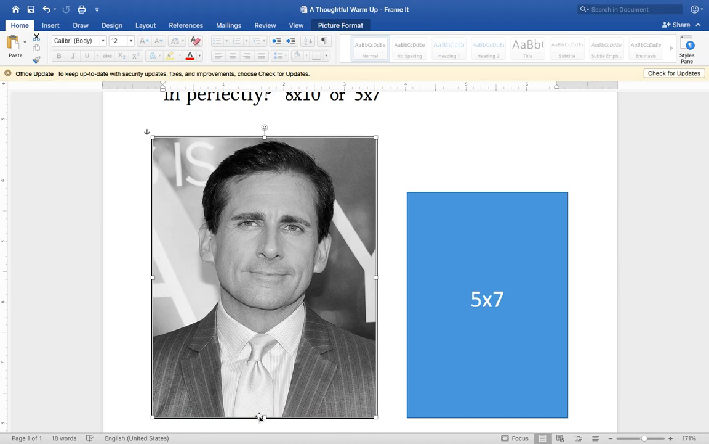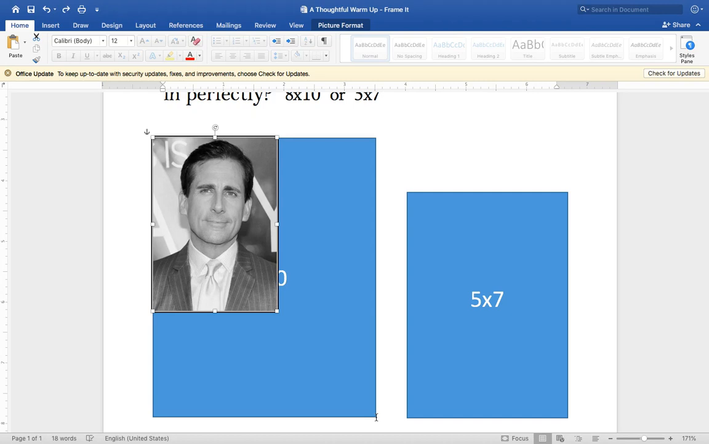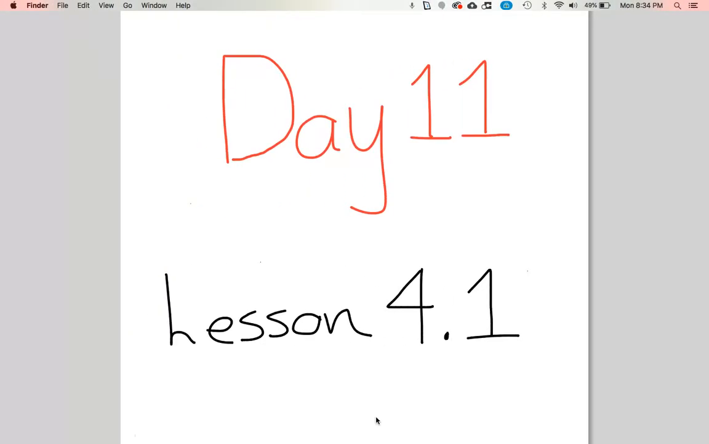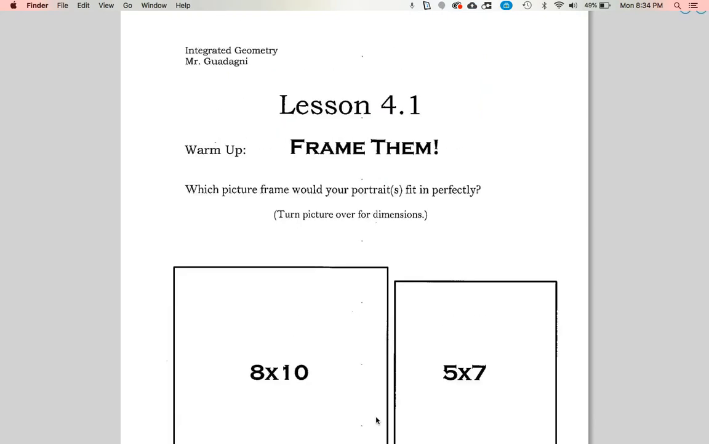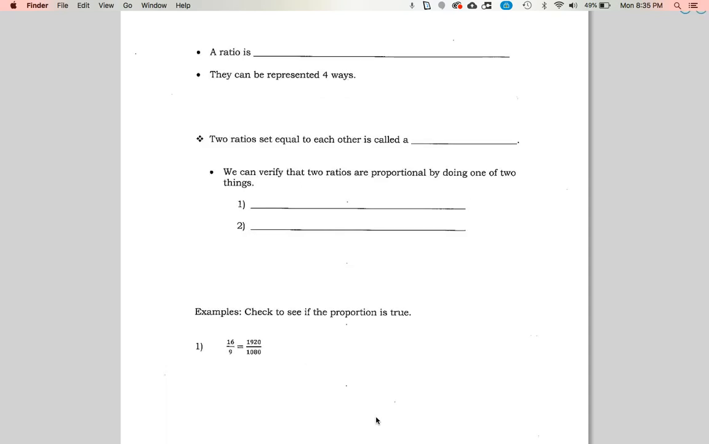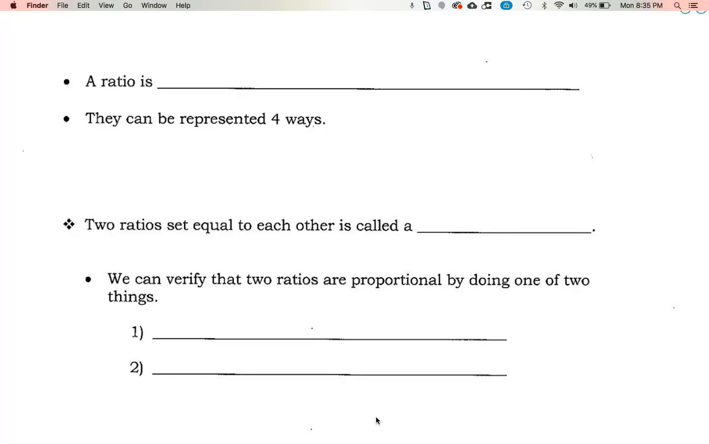Now that might look good to our eye, but mathematically, it is distorted. Okay, and maybe if you were to ask the person who took the picture or even the subject of the picture, they would say it's distorted as well. So what we're going to talk about is ratios. So we couldn't do that activity together in class, so we had to do it just visually on the computer.